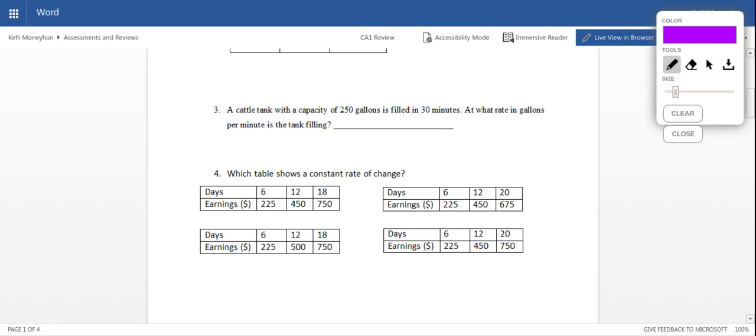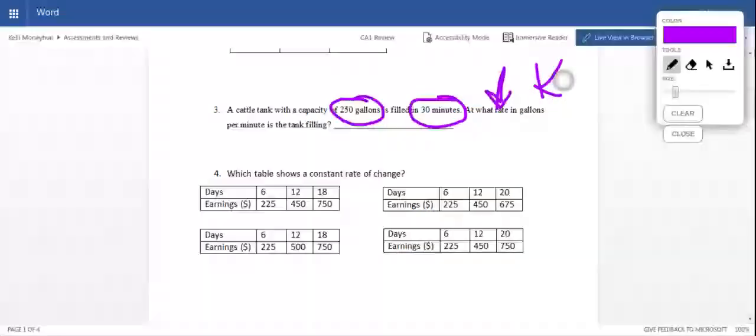All right, next one. A cattle tank with a capacity of 250 gallons is filled in 30 minutes. At what rate is the gallons per minute? How fast is it filling is what it's asking. So rate, we should know that rate means to use our constant formula, k equals y over x.